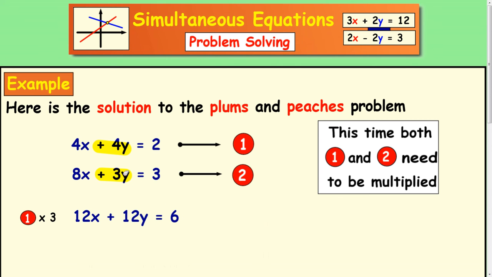And the bottom one, how do I make this 3y into 12? Well, I need to times it by 4, I need to times that by 4 and that by 4. So equation 2 times 4, 4 8s are 32, 4 3s are 12, and 4 3s are 12.